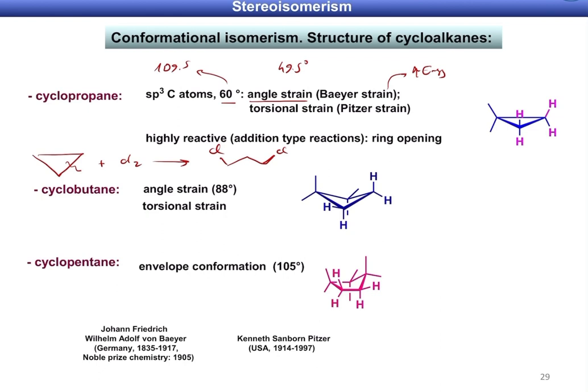And the last one in this group, cyclopentane, the angle is 105. Compared to both cyclopropane and cyclobutane, the difference from the sp3 109.5 is not so much, and it's very stable compared to the others. Then we can say we have high stability in the cyclopentane.